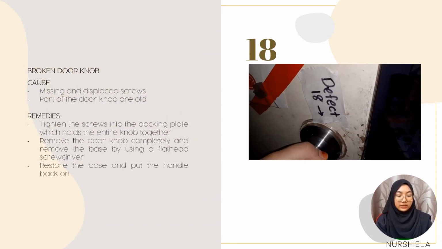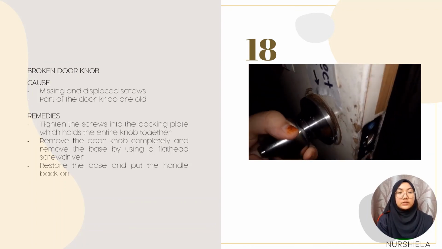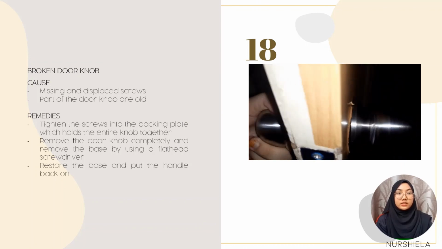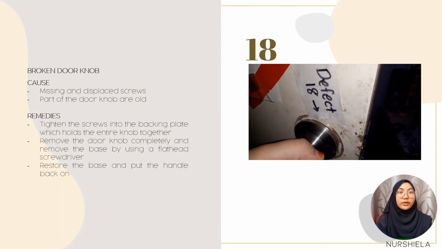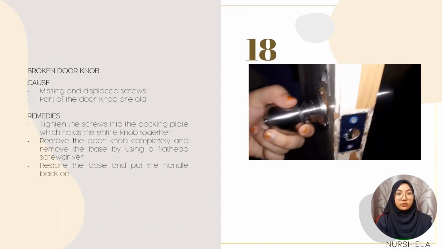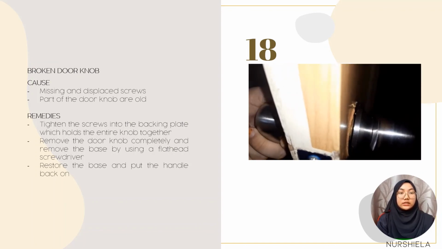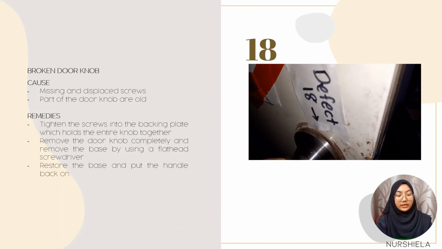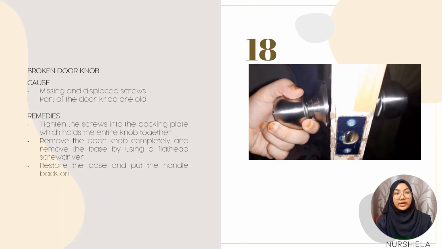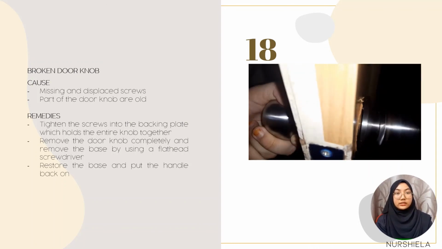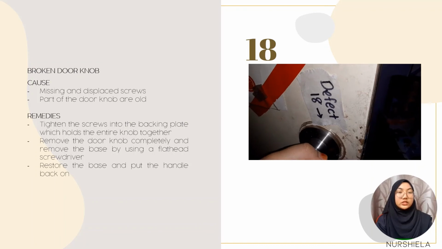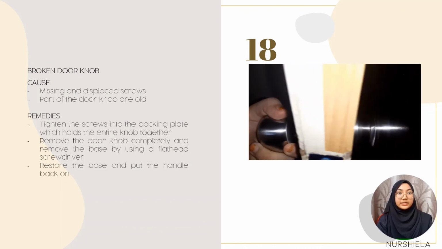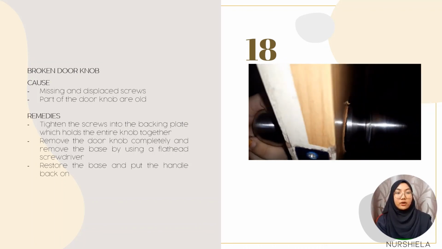The third is broken door knob. This is because of missing and displaced screws, or one part of the door knob is old. So the solution for this defect is to tighten the screws into the backing plate which holds the entire knob together. And then after the screws are fully tightened, restore the base and put the handle back on.